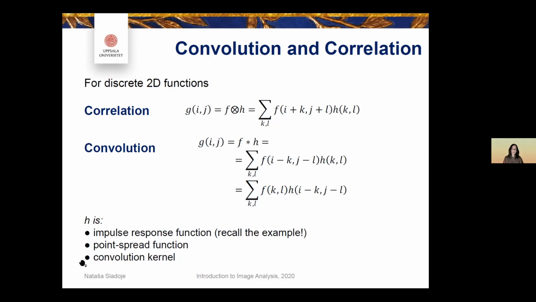Convolution kernel. So finally, we were using this term kernel or mask. Now we are adding this convolution kernel or convolution mask as well, finally, when we have this connection with the actual operation of convolution. So these are different names that can be used interchangeably for defining this particular function h, which we use to act on a given function f. However, we see that there is really symmetry in this definition, and the roles of h and f can be exchanged, which is an important property of convolution.